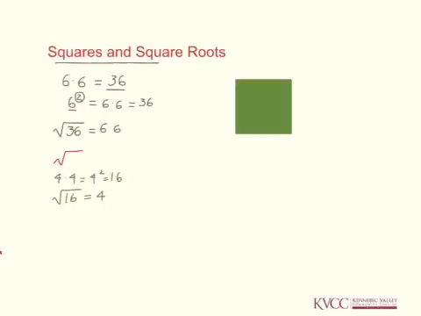Let's explore these concepts a little bit further. If you look at a square, let's give it a length of 6 inches on each side. If we find the area of that square, we would multiply its base times its height, which in all squares is going to be the same. So we're basically saying take the length of the side and square it. In this case, we get an area of 36 square inches.